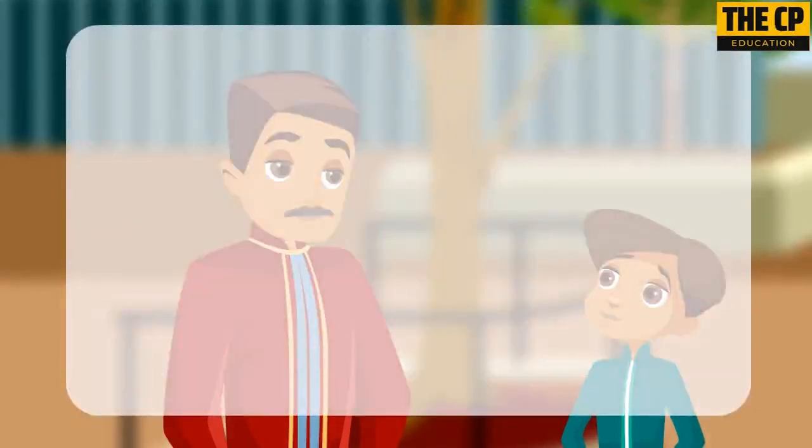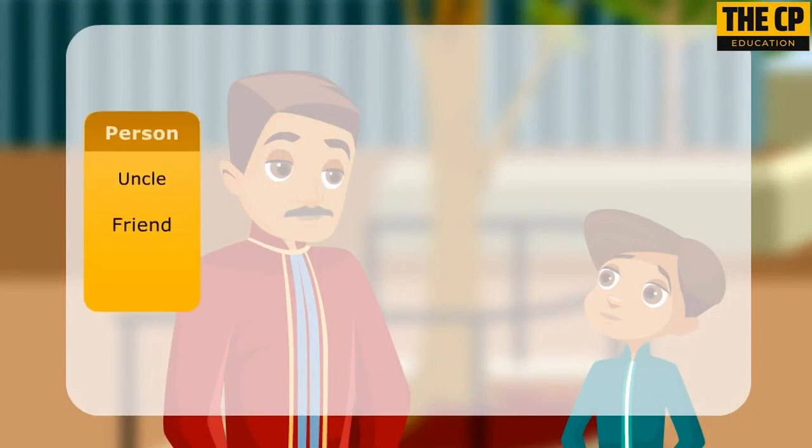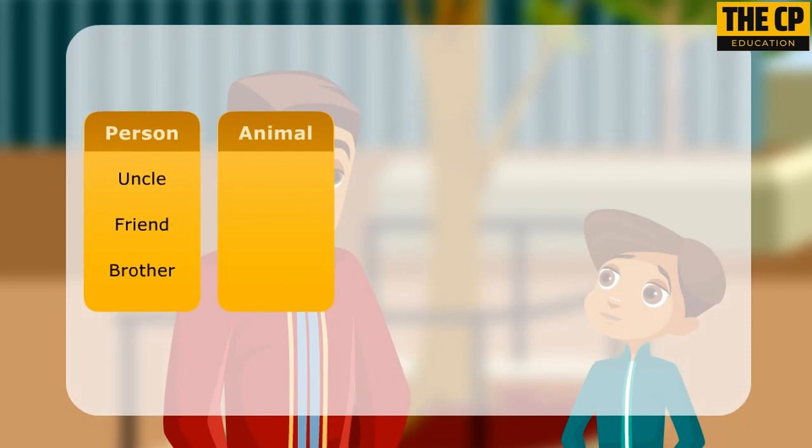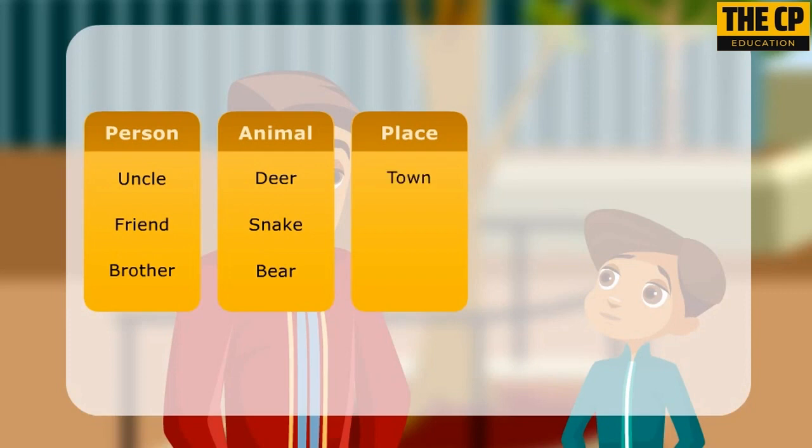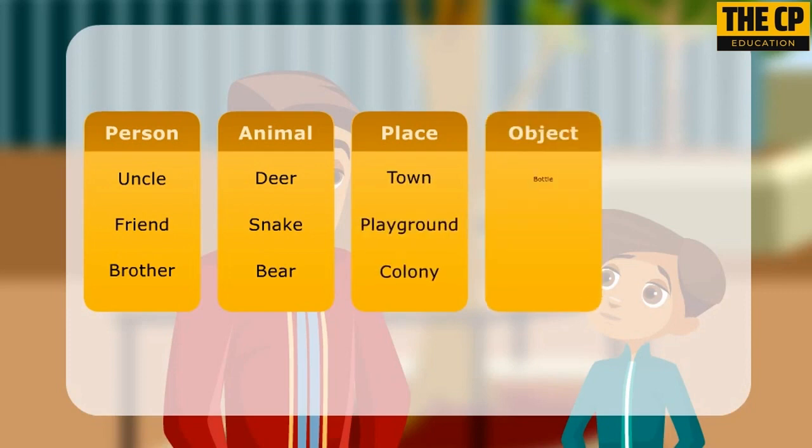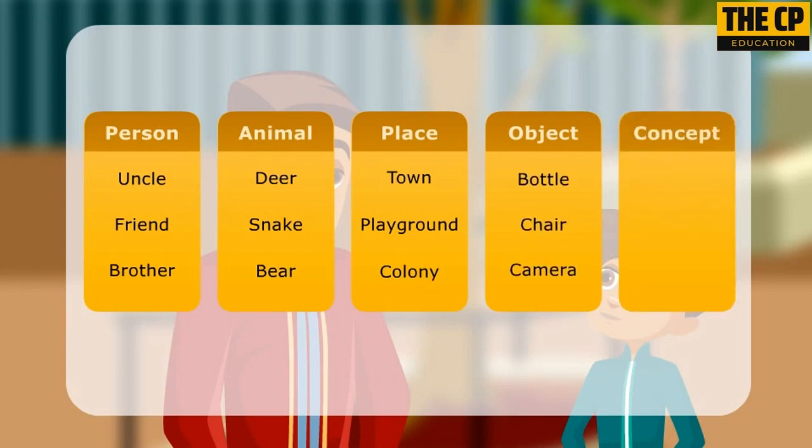Here is a list of some nouns: person, uncle, friend, brother, animal, deer, snake, beer, place, town, playground, colony, object, bottle, chair, camera, concept, bravery, excellence, happiness.